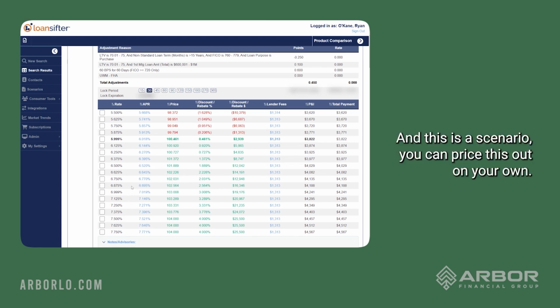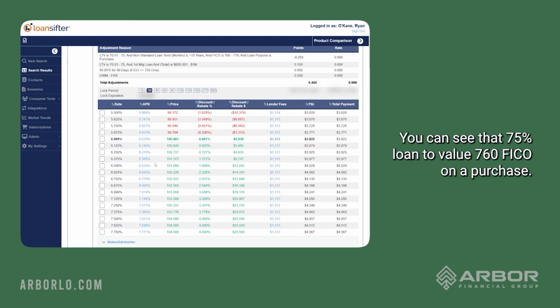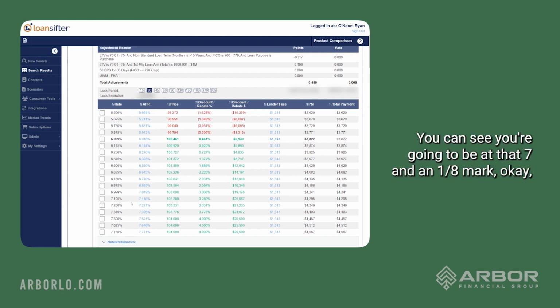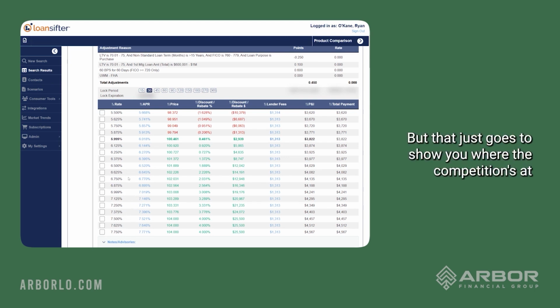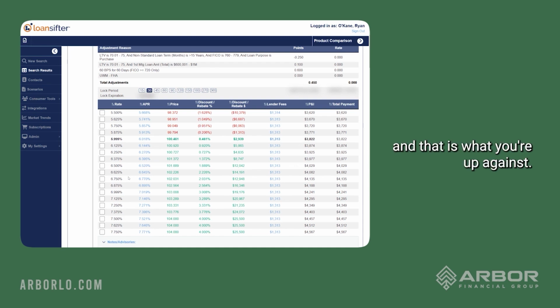Now, when you come in, like you saw on that sheet, when you're running for 350 basis points, and this is a scenario you can price out on your own, you can see that 75% loan to value, 760 FICO on a purchase, you're going to be at that 7 1/8 mark, okay? Maybe 6.99 with some points, but that just goes to show you where the competition's at. And that is what you're up against.